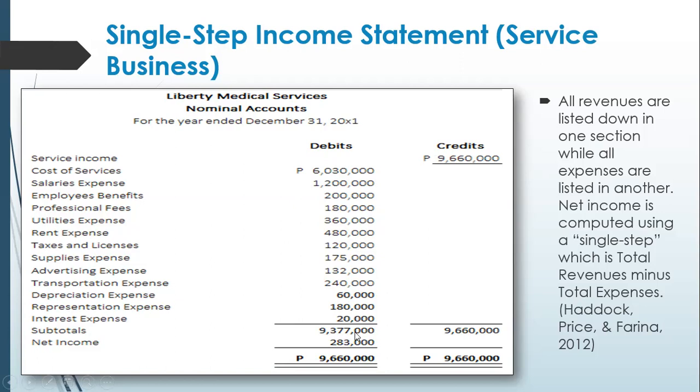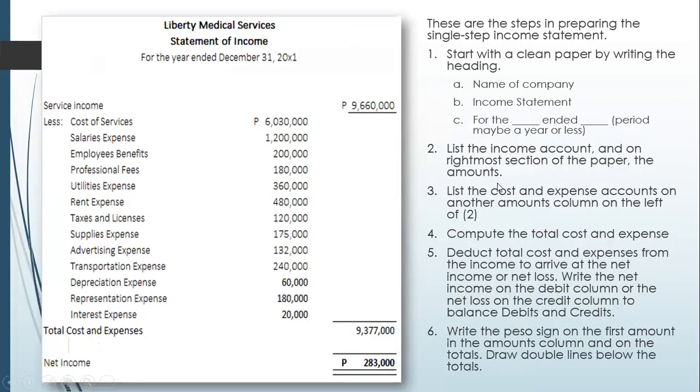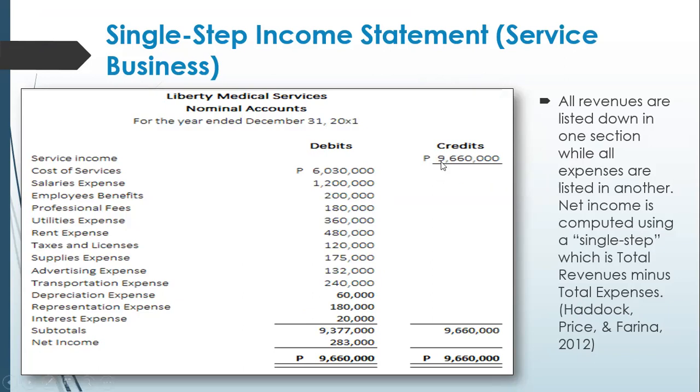9,377,000. So, di ba nga sa net income, magde-deduct tayo. So, ang gagawin natin, 9,377,000, ililess natin sa service income na 9,660,000. So, pag niless nyo po iyan, automatic ito ang lalabas. Net income. Okay? So, paano nyo madedetermine na tama ang nakuwang net income? So, dapat po babalanse siya sa credits. Babalanse siya sa credits. Sa 9,660.